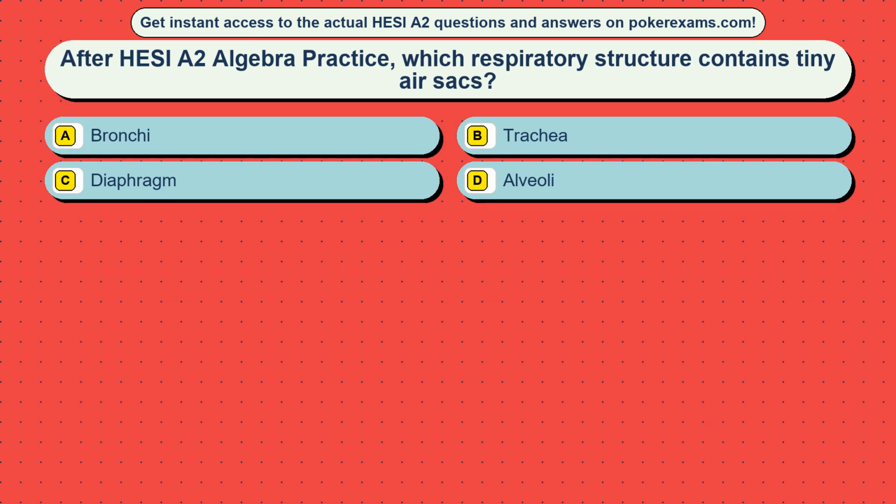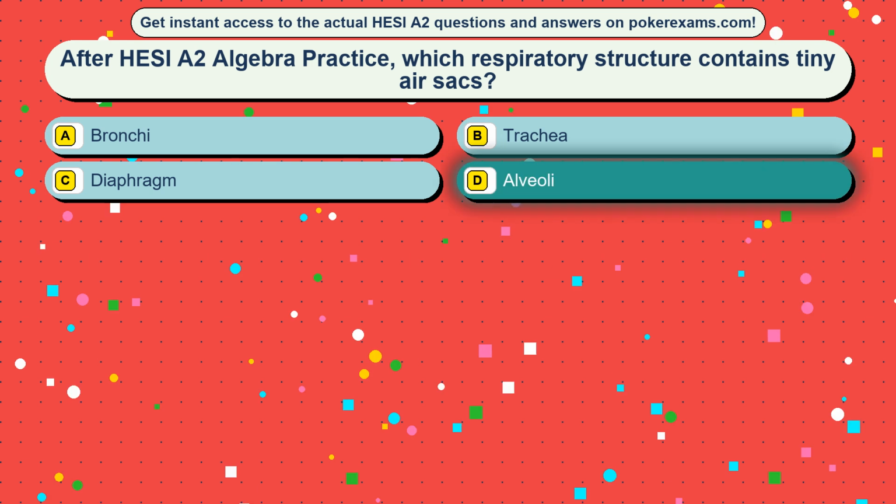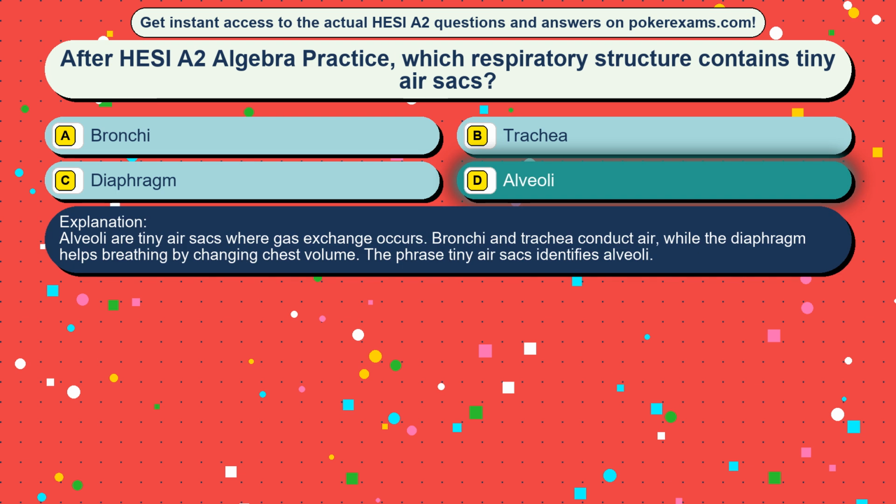After HESI A2 Algebra Practice, which respiratory structure contains tiny air sacs? Option A bronchi, option B trachea, option C diaphragm, option D alveoli. The correct answer is option D, alveoli. Alveoli are tiny air sacs where gas exchange occurs. Bronchi and trachea conduct air, while the diaphragm helps breathing by changing chest volume. The phrase tiny air sacs identifies alveoli.